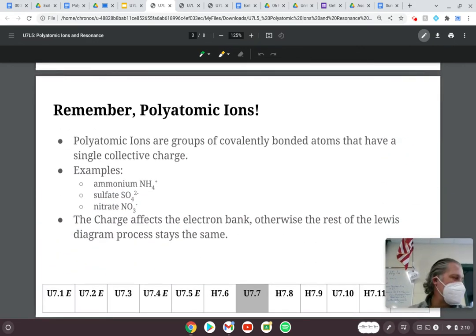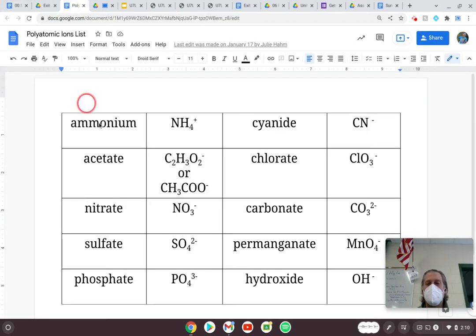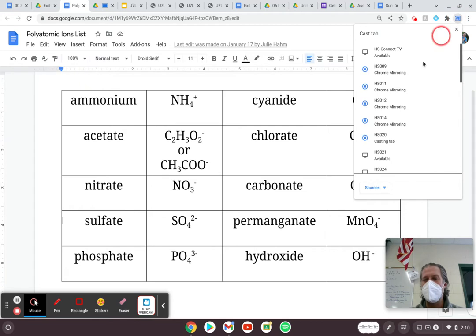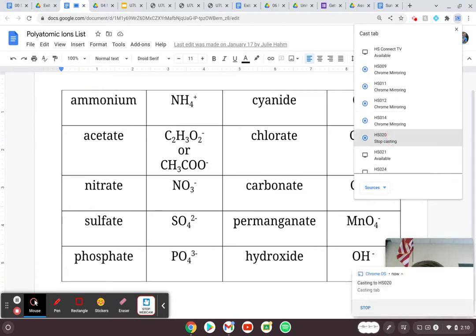you should remember your polyatomic ions. At some point or another, you were told to write your polyatomic ions on the back of your periodic table. If you don't remember what they are, they look a little something like this. Nope, that's not it. Hold on. Let me get to the right spot here. That's it. They look like that.